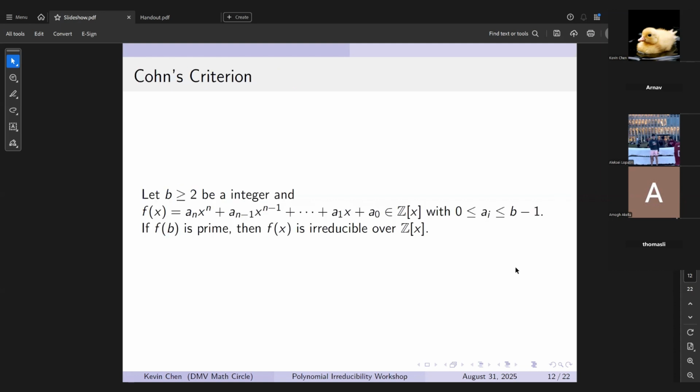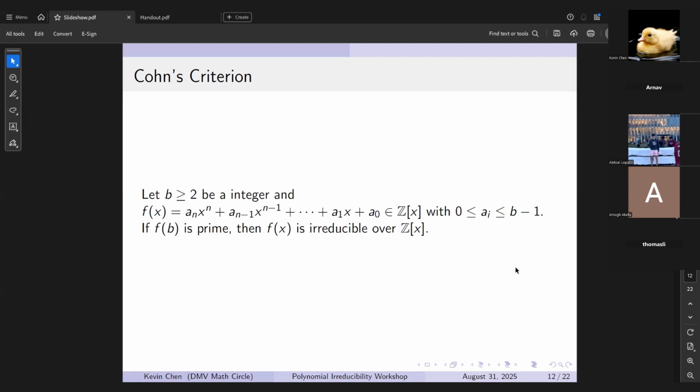And the final criterion I'm going to be going over is Cohn's criterion. And I feel like this is far less famous than the other ones. I don't know, but other than Cohn's, I could have covered Schoenemann's criterion, but it was kind of similar to Eisenstein's, so I included it in the end for further study.